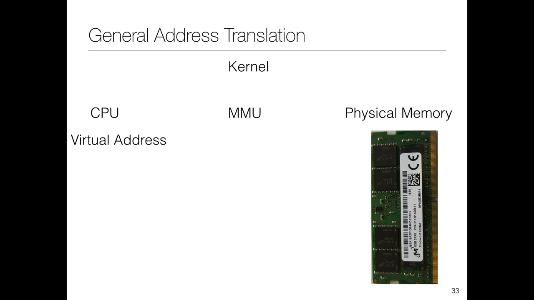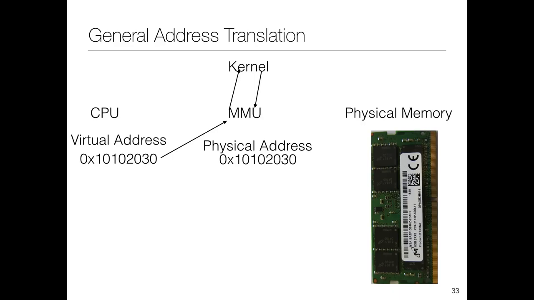So let's say we start with a virtual address, which is hex 10102030. We want to get the physical address corresponding to this virtual address. We go to the memory management unit. The memory management unit goes to the kernel. Kernel comes back with something. It in fact gives you the physical address, which is, let's say, 10102030. In this case, it's a 71. I should have put that, but that can happen if you're sleep deprived.